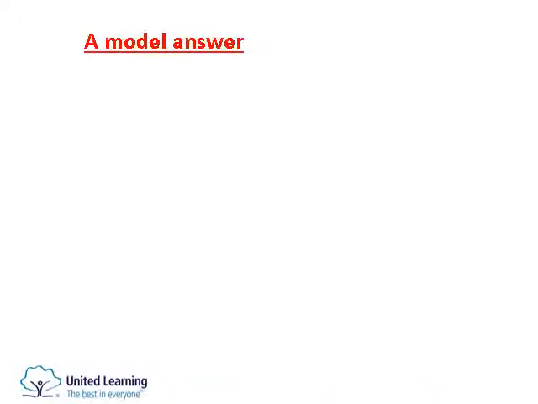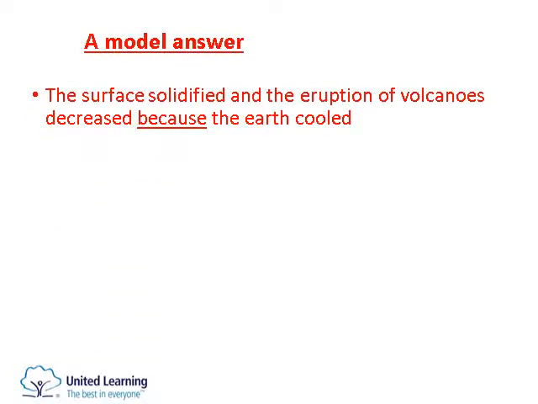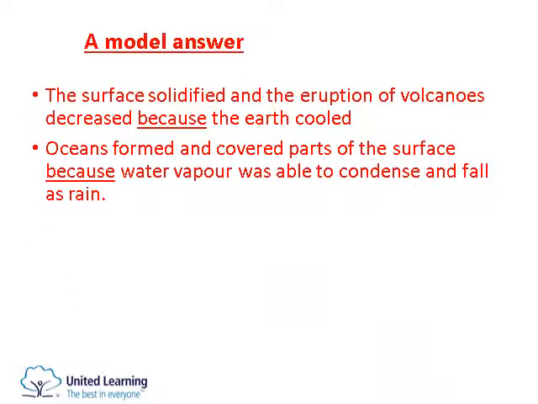So in terms of going through a model, what you can do now is compare your answer to this model and use it to help you improve going forward on a describe and an explain question. So in a different coloured pen, what you can say is the surface solidified, eruption of volcanoes decreased because the Earth cooled. So that's your description, it solidified. Why? The Earth cooled. Oceans formed is a description. Your explanation is the water vapour condensed and fell as rain over time.